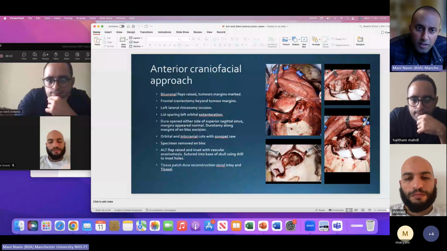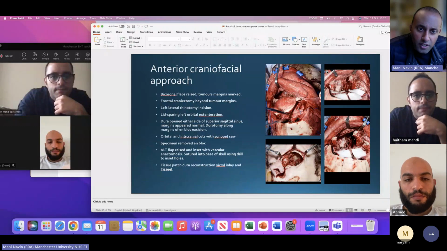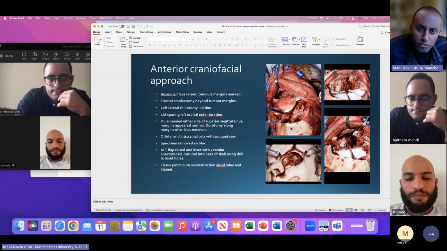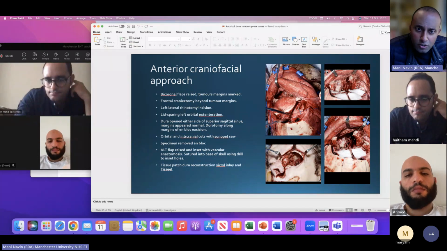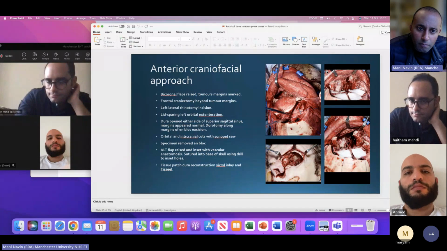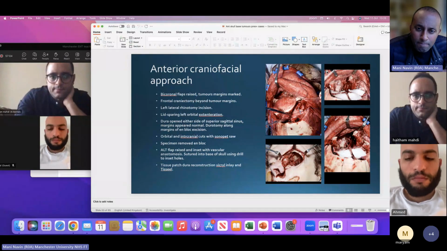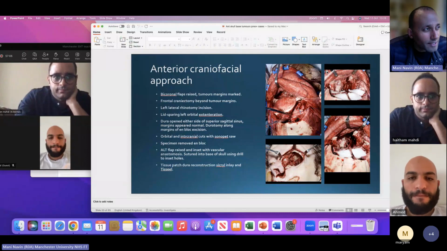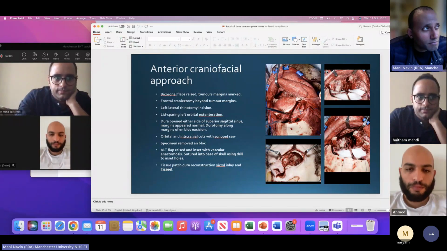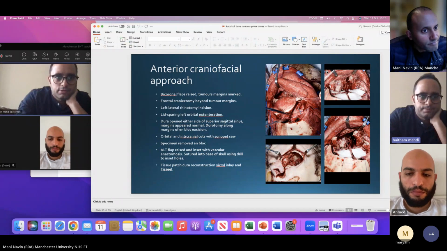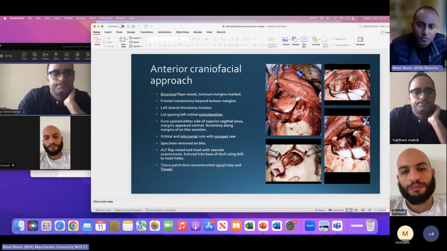These are the surgical steps, basically: bicoronal flaps, frontal craniectomy, left rhinotomy, orbital exenteration, dura opened, tied off the sagittal sinus, orbital intracranial cuts using the Sonopet saw, which is a bit like using the ultrasound saw. Yeah, exactly. It's very good.